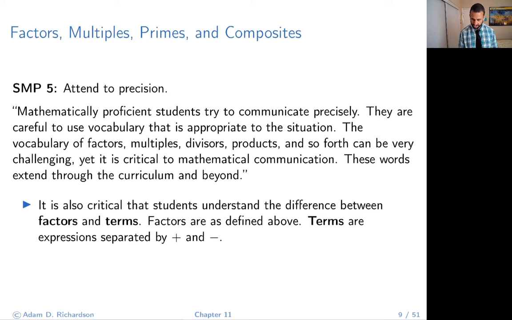Terms are expressions that are separated by plus and minus. That's the critical thing. Another thing you'll notice after you teach for a while is that a lot of the time when students are struggling with computations, it's because they don't understand the difference between factors and terms. Here's one of my favorite examples, and this is going to be one of those Dora moments, right? So let me get this ready here, and we're going to practice for a minute.